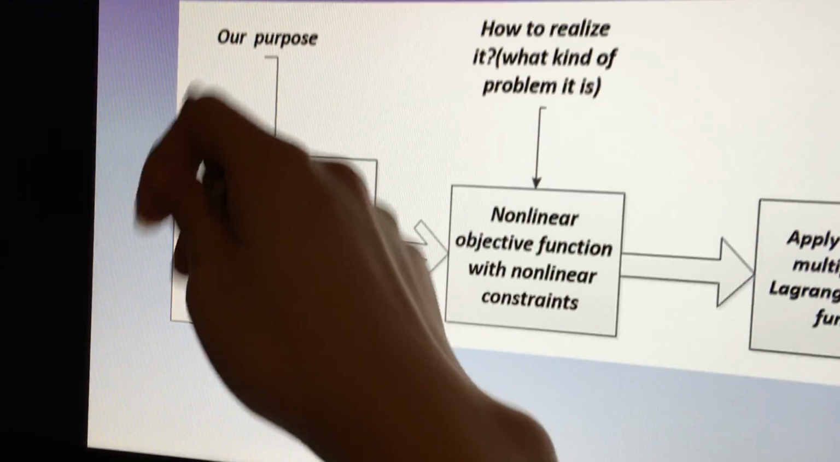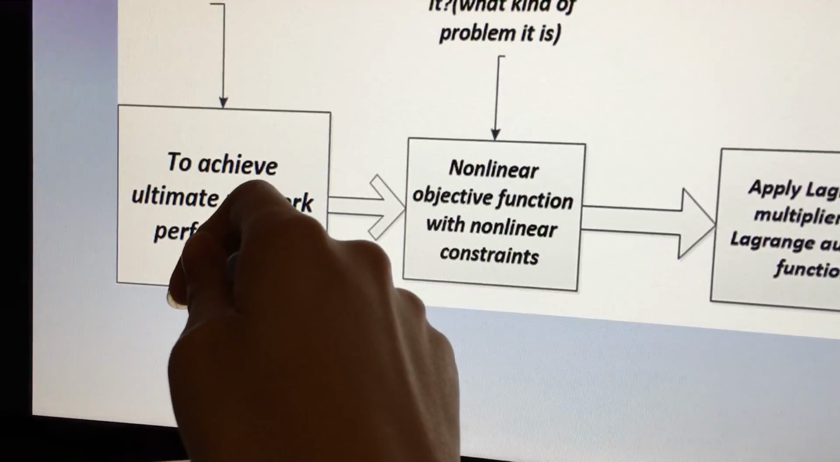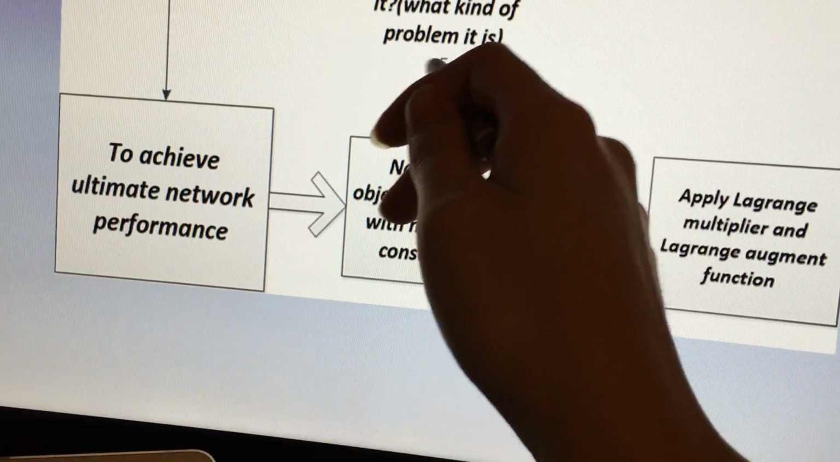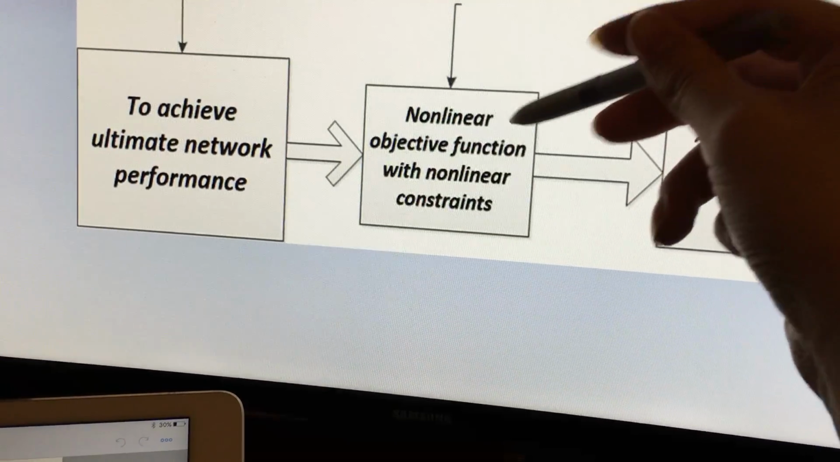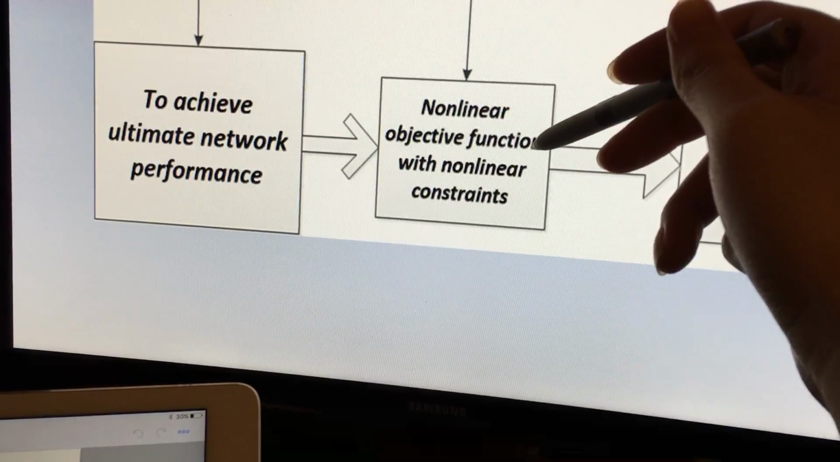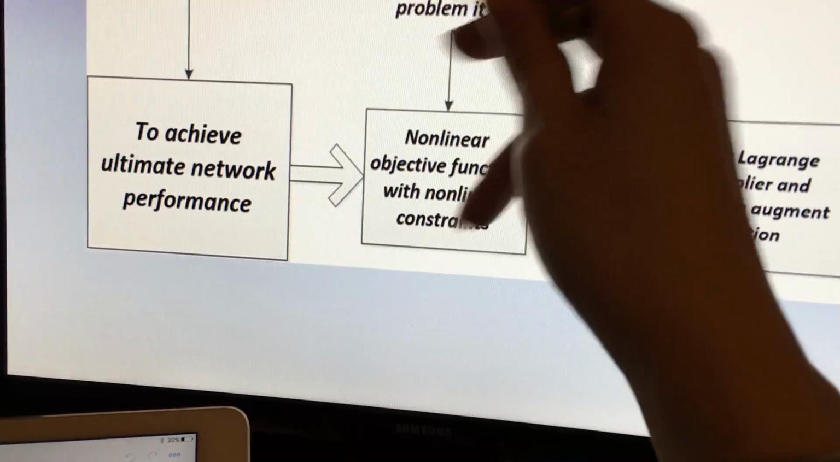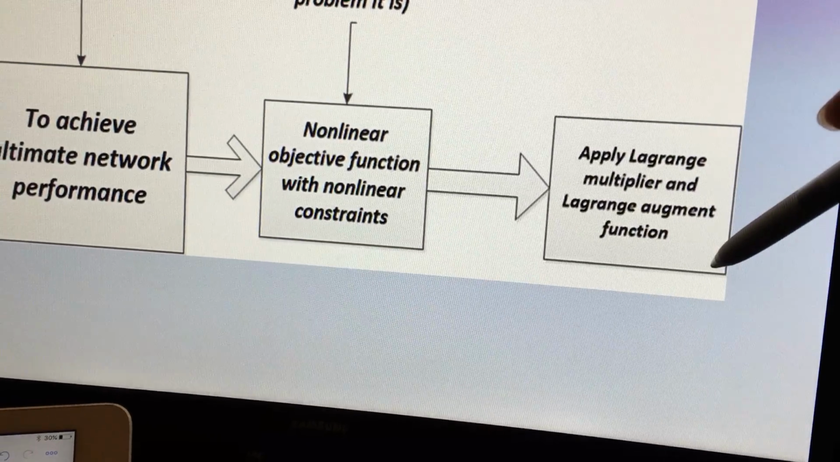So this is the purpose, and then we raise the question of how to realize it, what kind of problem it is. Apparently, the objective function is a nonlinear objective function, and the constraints are also nonlinear constraints. So it turns out to be a nonlinear programming problem. So how to solve this problem?